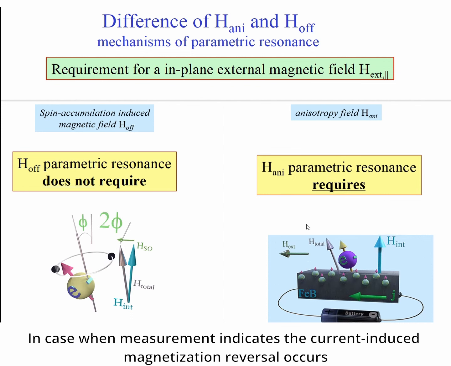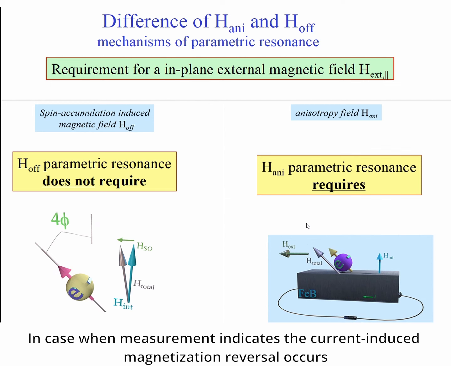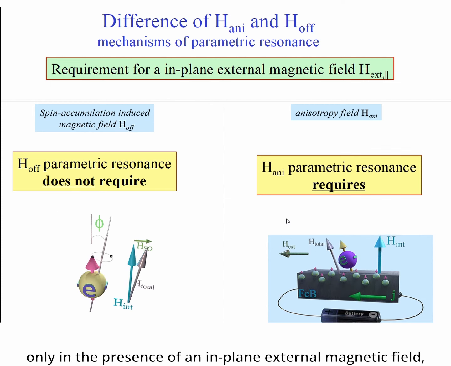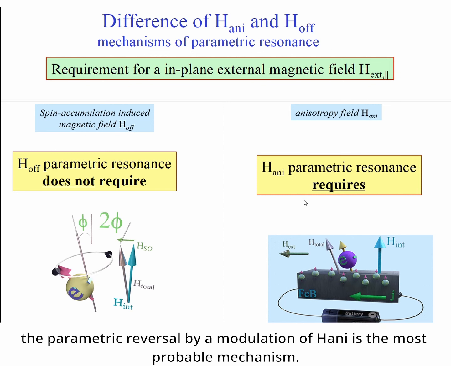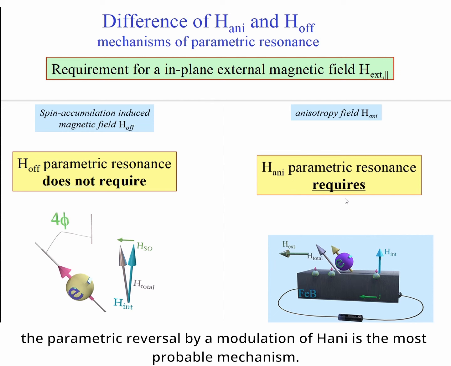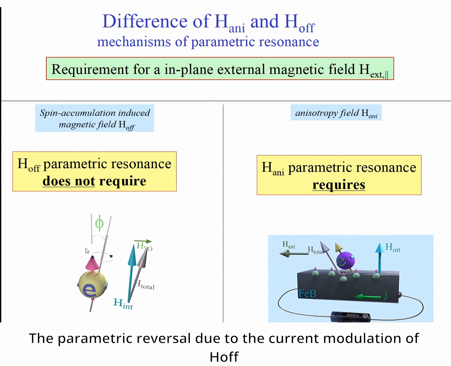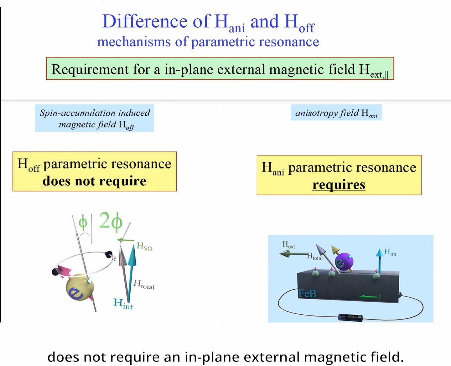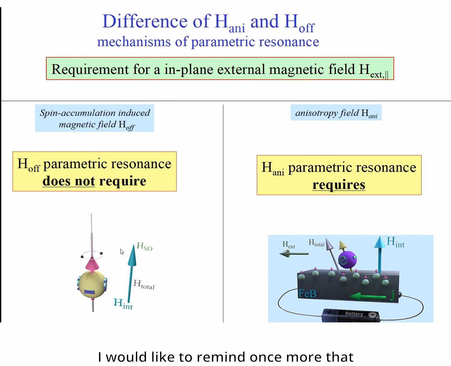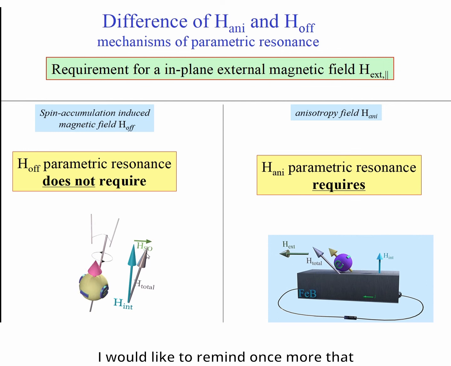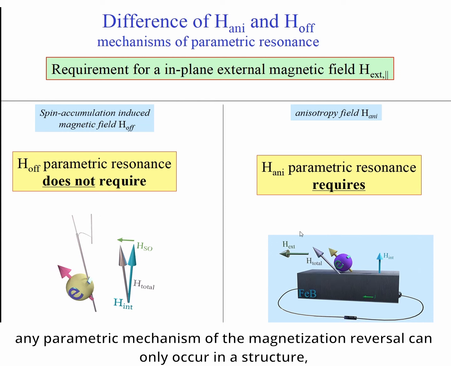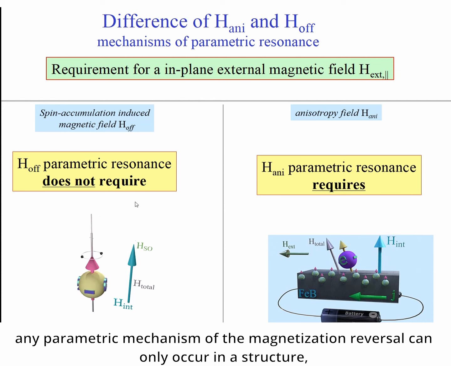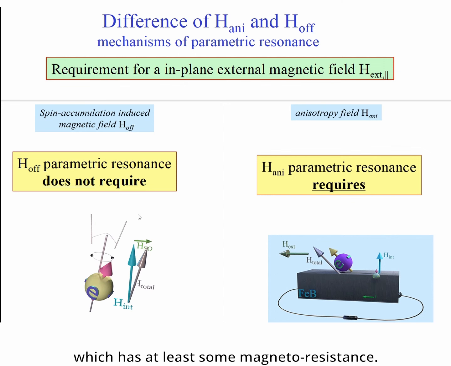In case when measurement indicates the current-induced magnetization reversal occurs only in the presence of in-plane external magnetic field, the parametric reversal by modulation of anisotropy field is the most probable mechanism. The parametric reversal due to the current modulation of offset magnetic field does not require any in-plane external magnetic field. I would like to remind once more that any parametric mechanism of the magnetization reversal, this one and this one, can only occur in a structure which has at least some magnetoresistance.